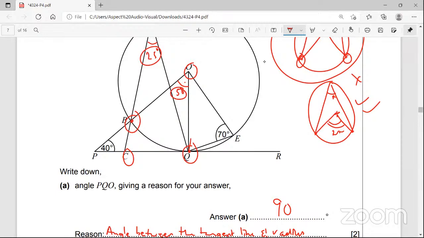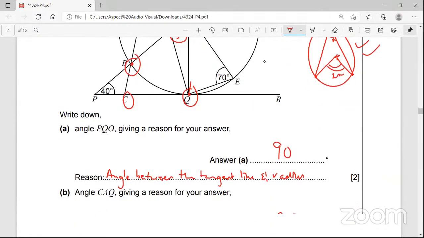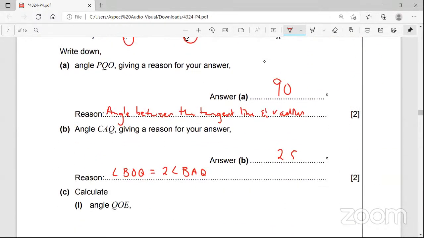You're saying what? Yes? I said BAQ. Okay. BAQ and BOQ. The O is in the center, the A is at the circumference. Can we go on?